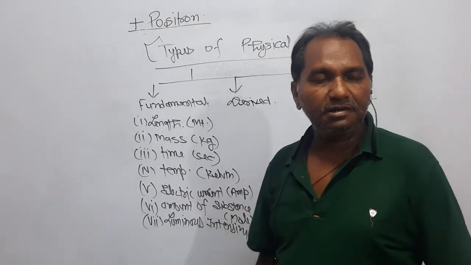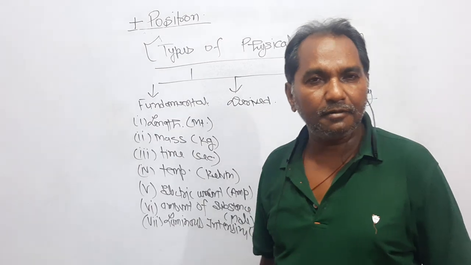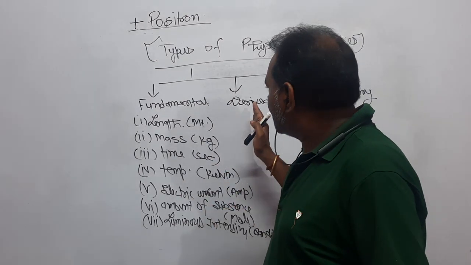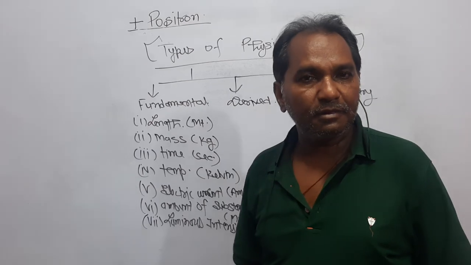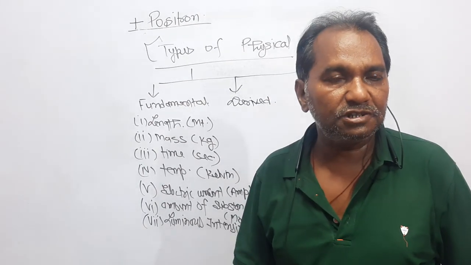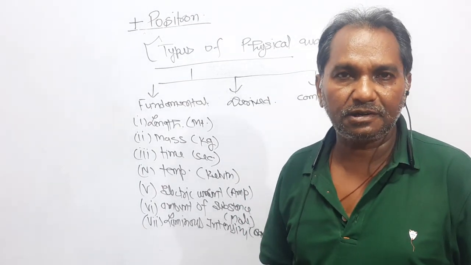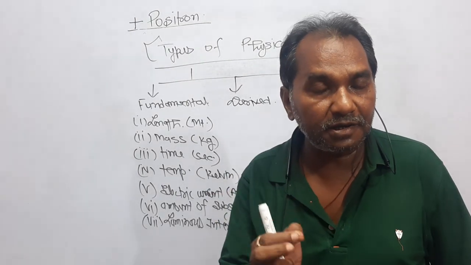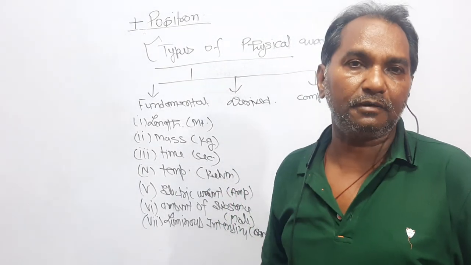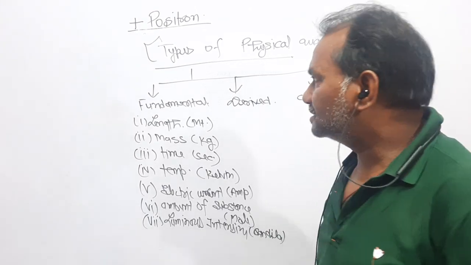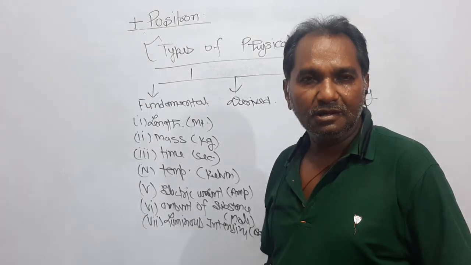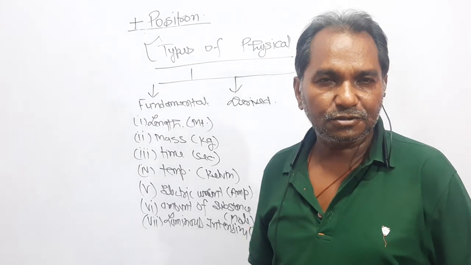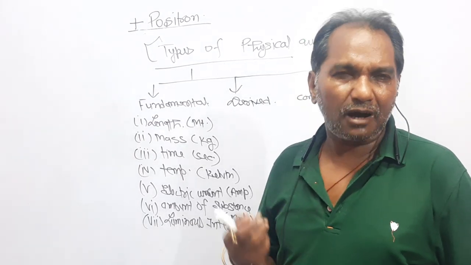Now derived quantities. There are infinite derived quantities. Those quantities which are expressed in terms of fundamental quantities, the quantities which are derived from fundamental quantities, are said to be derived quantities. Like velocity, that is meter per second, meaning displacement over time; speed, momentum, force, all that.